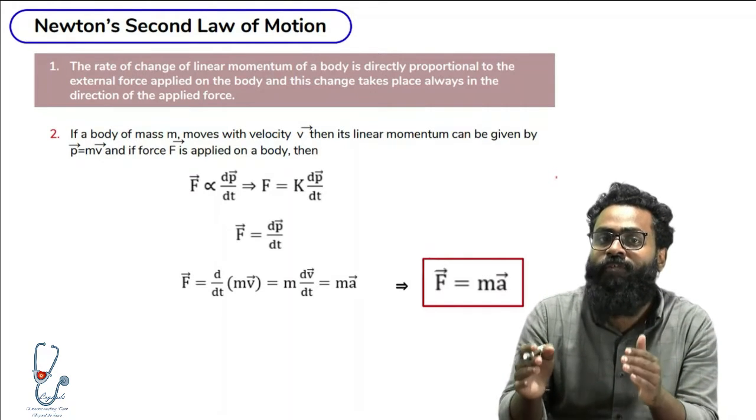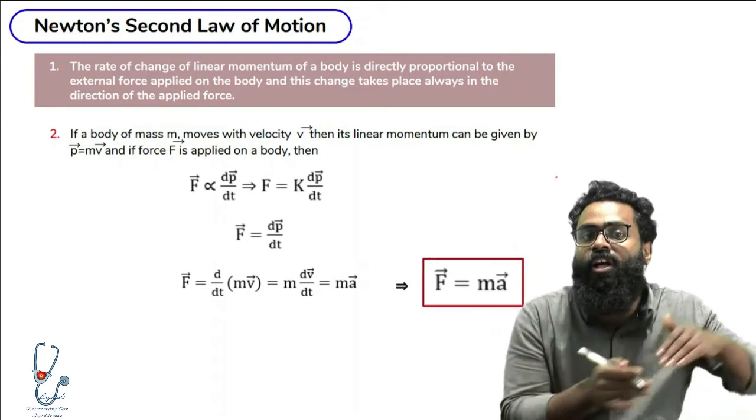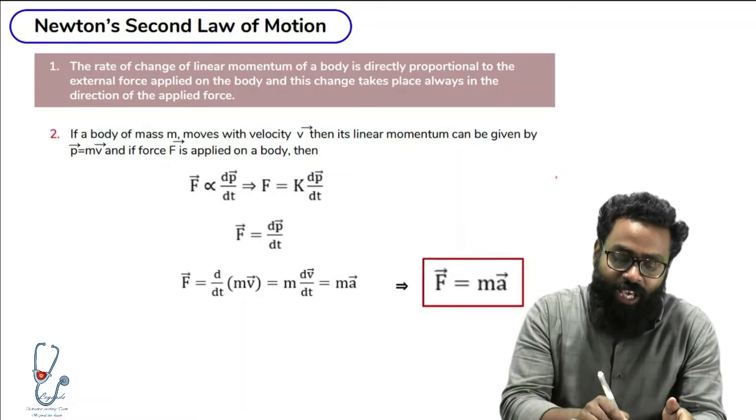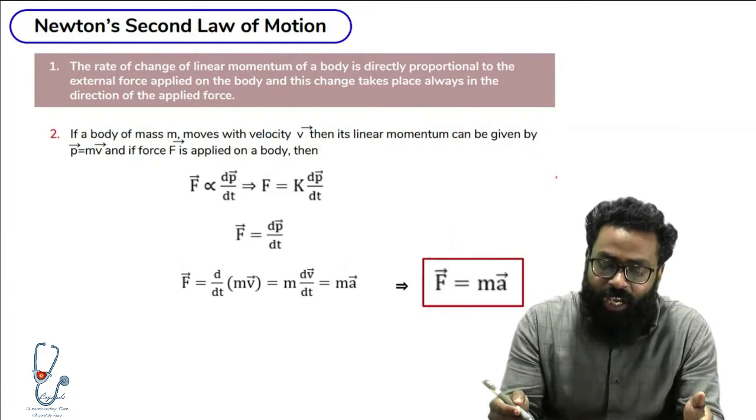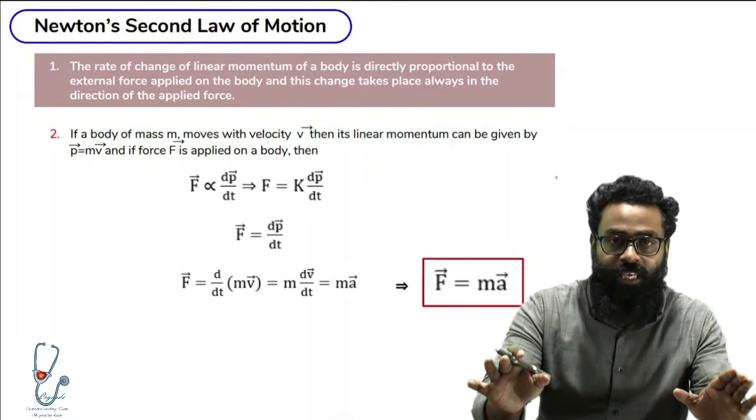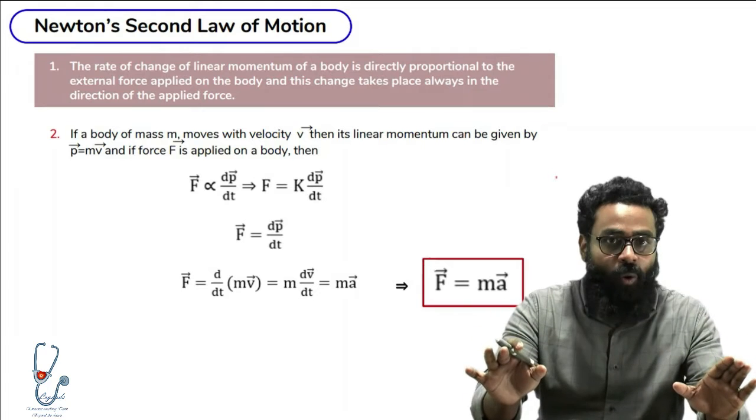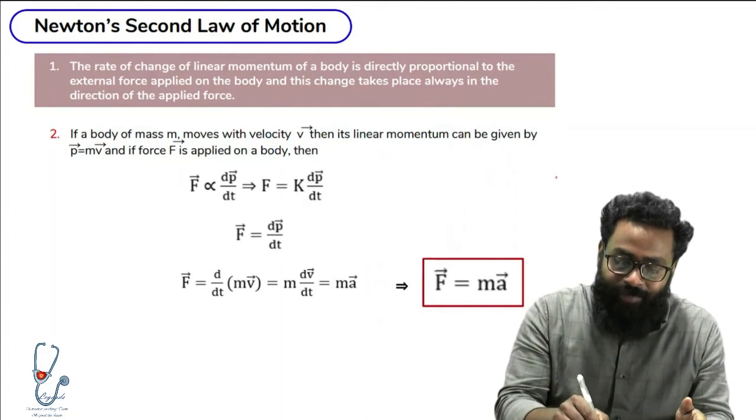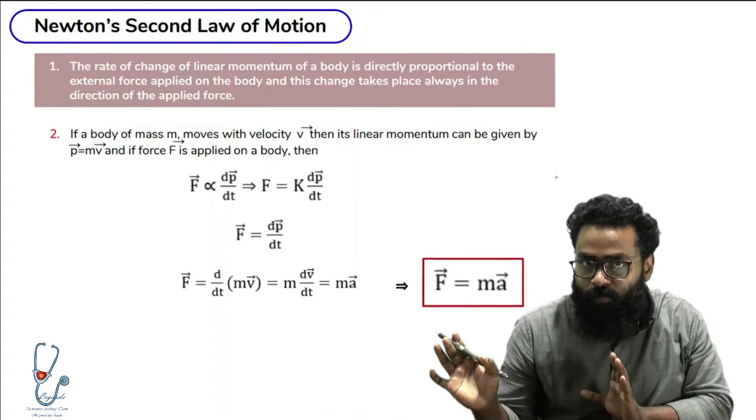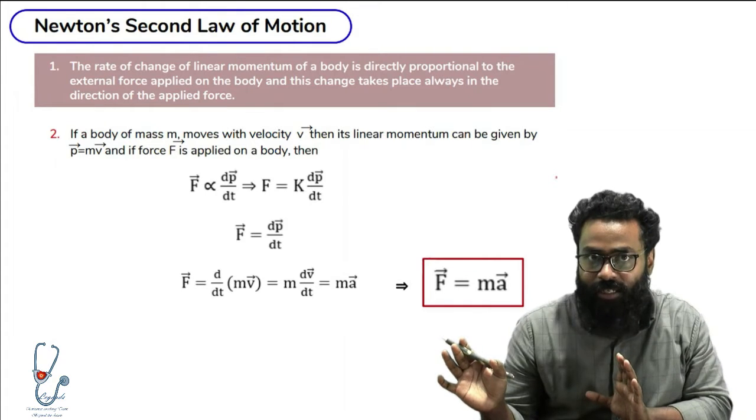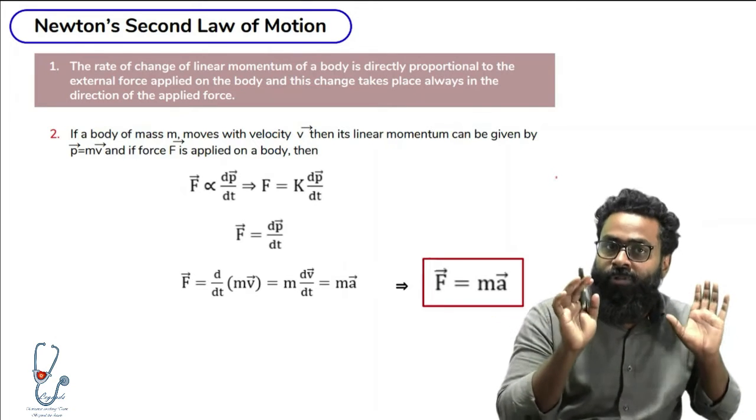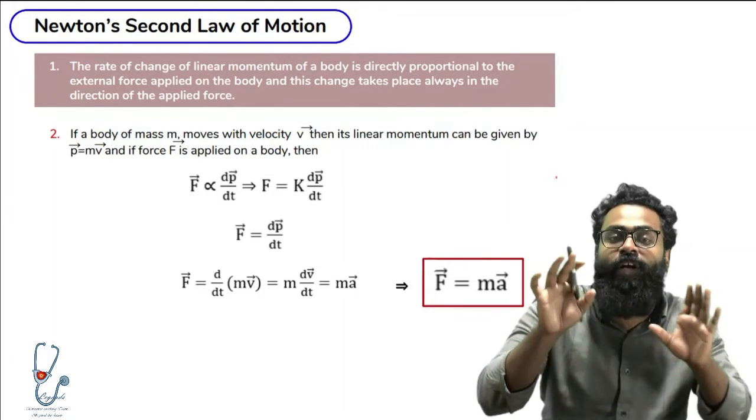The rate of change of momentum is directly proportional to the external force applied. The definition says that the rate of change of linear momentum of a body is directly proportional to the external force applied on the body. That is Newton's second law. The change takes place always in the direction of the applied force. Clear that? First of all, Newton's second law says that an applied force is directly proportional to the rate of change of linear momentum.